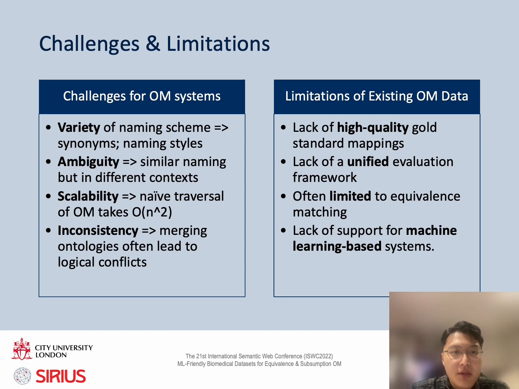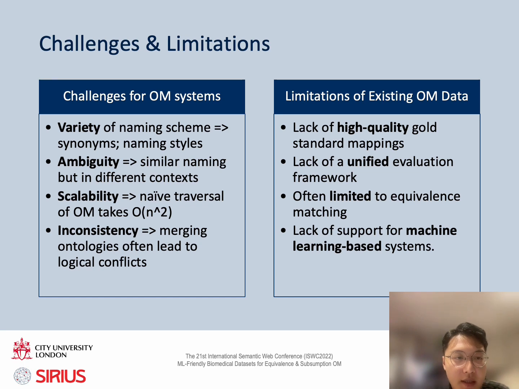Ontology matching is challenging for both system design and dataset creation. On the system side, challenges can be the variety of naming schemes brought by synonyms of class names or different naming styles of ontology designers. Second, we have ambiguity, where sometimes classes with similar names are not equivalent because they have different contexts within their ontologies.